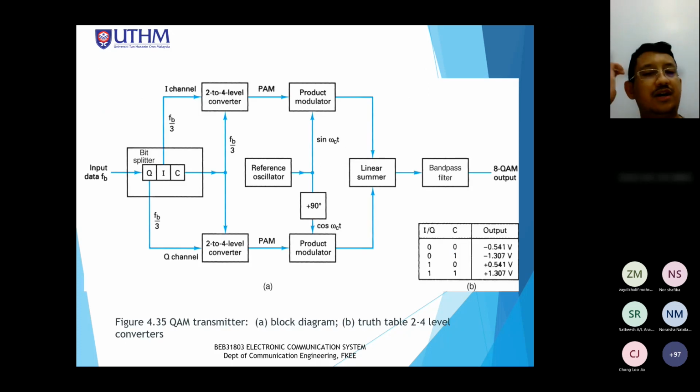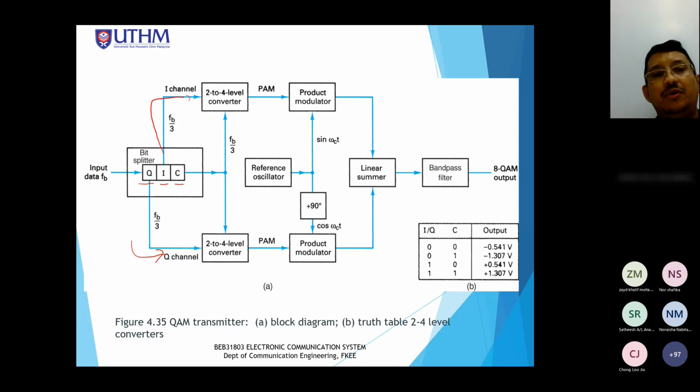This is the block diagram for the QAM transmitter, where we have the quadrature channel, in-phase channel, and control channel. Remember we use 3 bits, which means we have the Q bit, I bit, and C bit. Q is quadrature, I is in-phase, C is the control channel. The Q bit will go through the Q channel, and the I bit will go through the I channel.